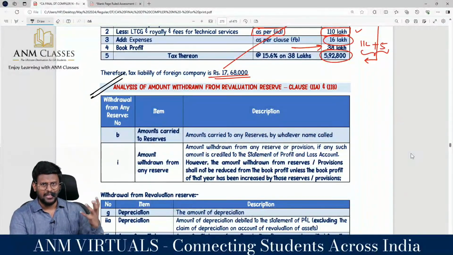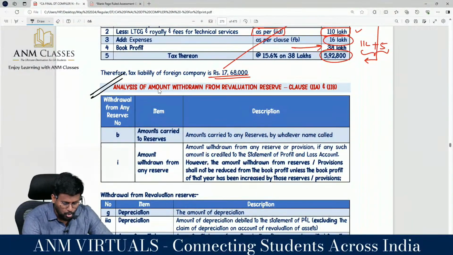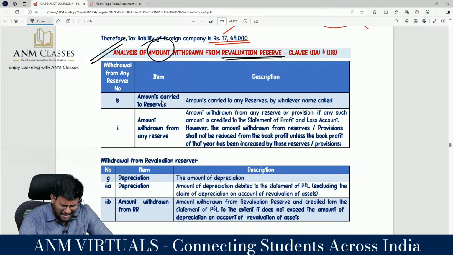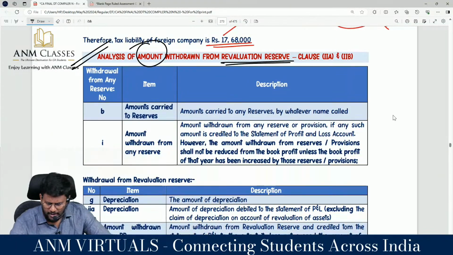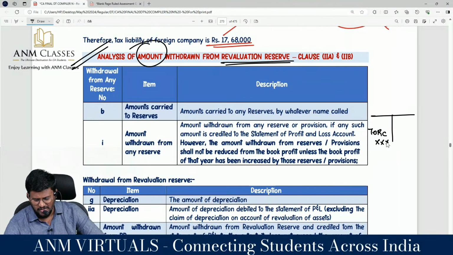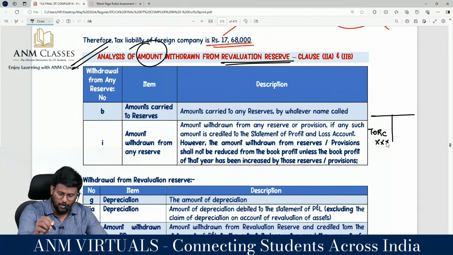I am moving to the next adjustment of the matter. Analysis of amount withdrawn from the revaluation reserve. First, amount carried to reserve. Amount carried to any reserve by whatever name called in your profit and loss account should be added back, because it is not a charge against the profit, it is an appropriation of profit.